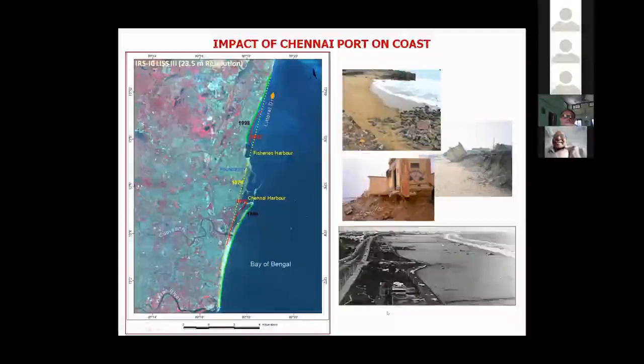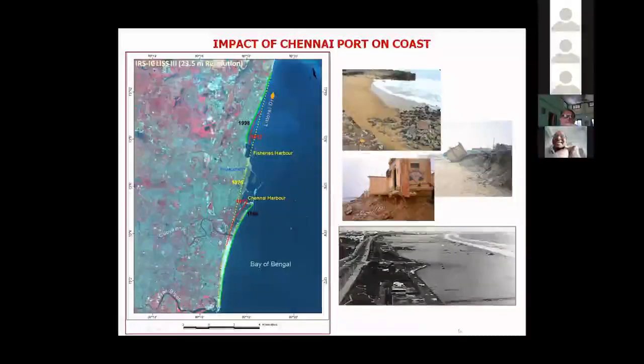On the east coast, the sediment moves from south to north, and on the west coast it is just opposite, from north to south. When it moves from south to north, because of the structures, your southern side will be accreted. When the southern side is accreted, the sand will not pass.